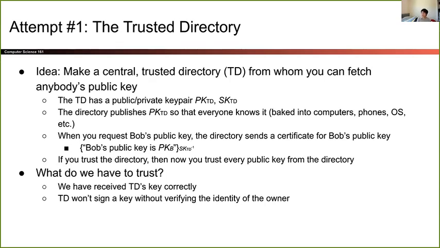But the other thing is we also have to trust that the TD is not going to sign a key without verifying the identity of the owner. So if the trusted directory is, let's say, not very trustworthy and just signs keys whenever it feels like it, it just finds a key somewhere on the internet and says, oh, we're going to say this belongs to David Wagner. If the trusted directory does that, and we know it does that, then it's like, oh, well, how can I trust anything you're saying? Because you're basically just lying to me because you haven't verified the identity of this owner. So these are the assumptions that we need to make.